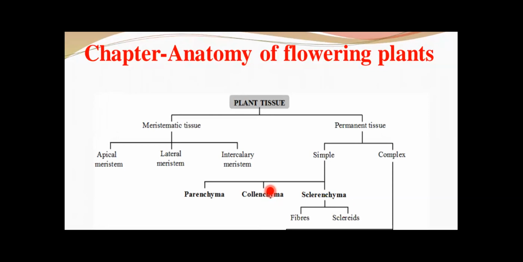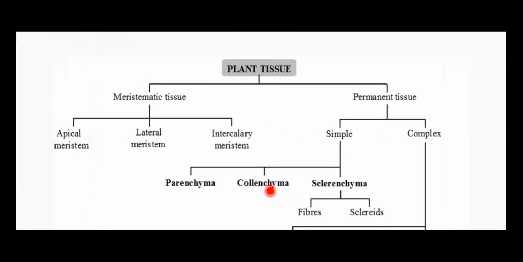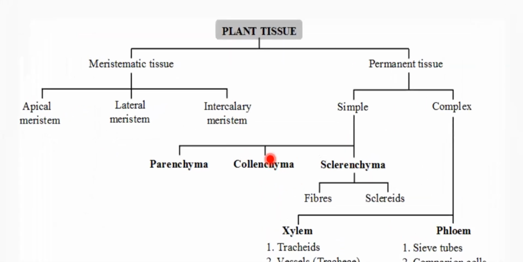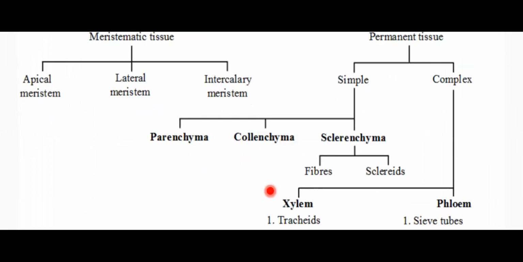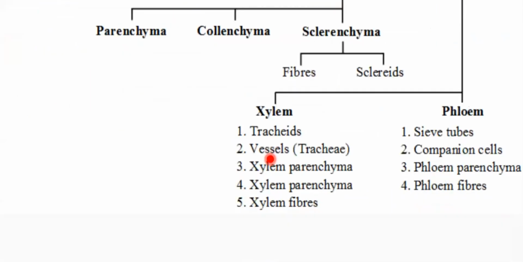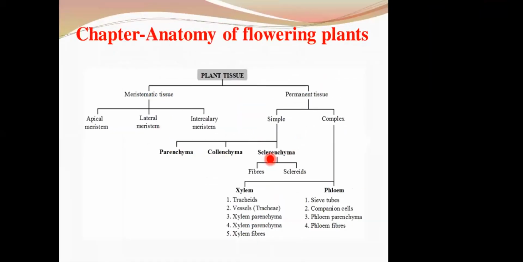So if you just look at the classification of the plant tissue system, plant tissues are broadly divided into two major categories: meristematic tissue and permanent tissue. Meristematic tissue further is divided into apical, lateral, and intercalary meristem. Permanent tissue is divided into simple and complex. Simple includes parenchyma, collenchyma and sclerenchyma, whereas sclerenchyma is further divided into fibers and sclereids. Complex tissue includes xylem and phloem with their respective elements. Okay, so this is the broad classification of plant tissues.